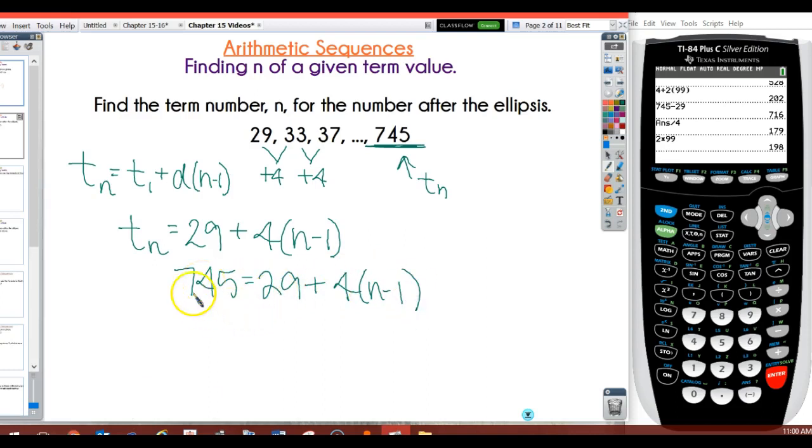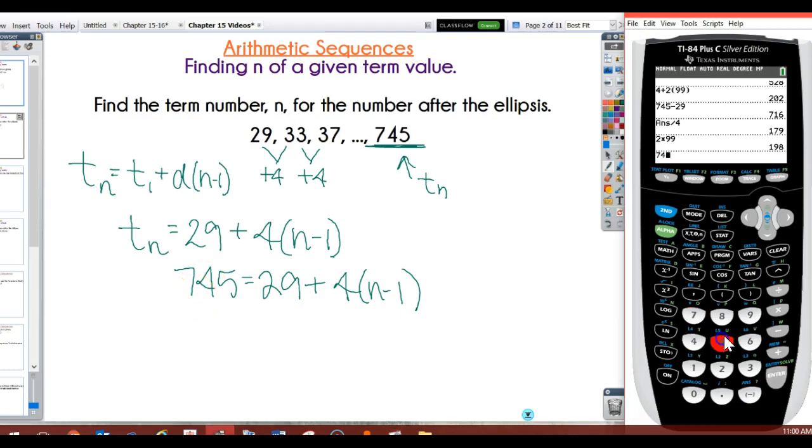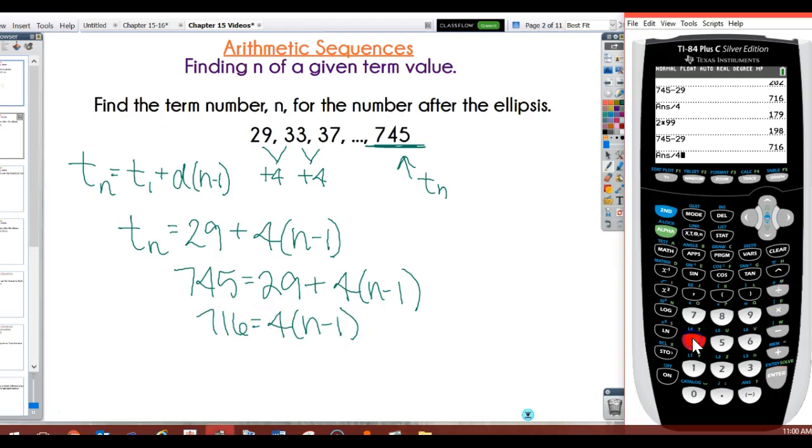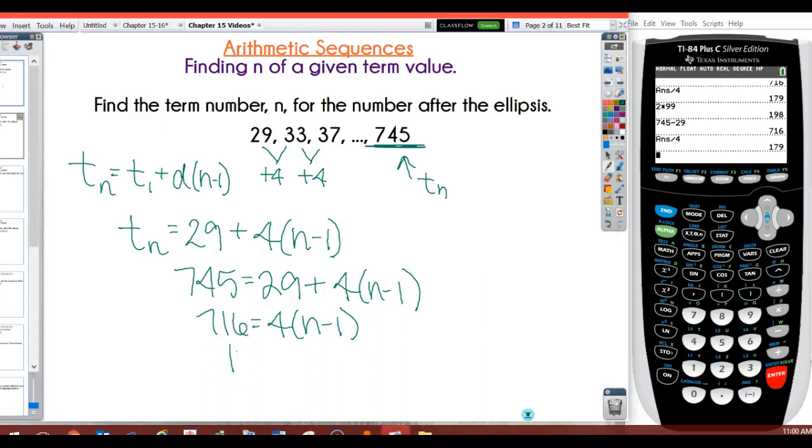The first step would be to subtract the 29 over, and we will get 716 equals 4 times n minus 1. Next, I'm going to divide by 4 on both sides, and we'll get 179 equals n minus 1. Our last step would then be to add the 1 over, so we would end up getting 180. That tells me that I would have to write out 180 terms until I would get to the 745.